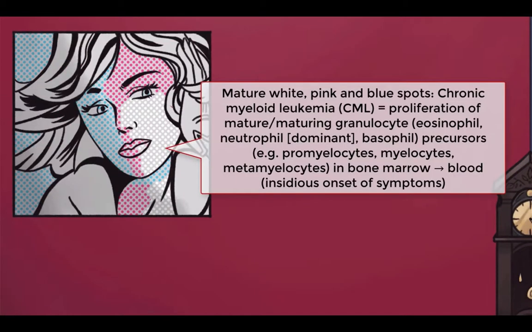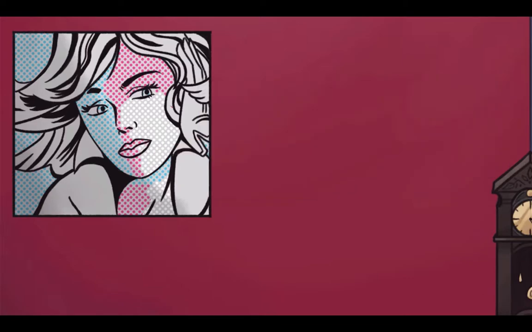Chronic myeloid or myelogenous leukemia, abbreviated CML, is a myeloproliferative neoplasm caused by the unregulated clonal proliferation of mature and maturing granulocytes. At Sketchy, we depict granulocytes as blue, white, and pink dots symbolizing basophils, neutrophils, and eosinophils respectively. Kinda like the Ben-Day dots in this painting here. Neutrophils are usually the most dominant.